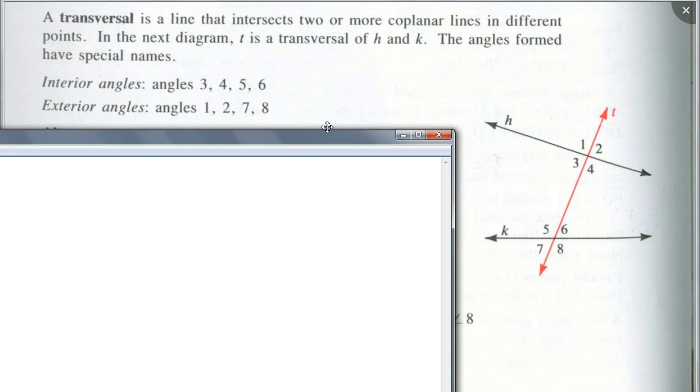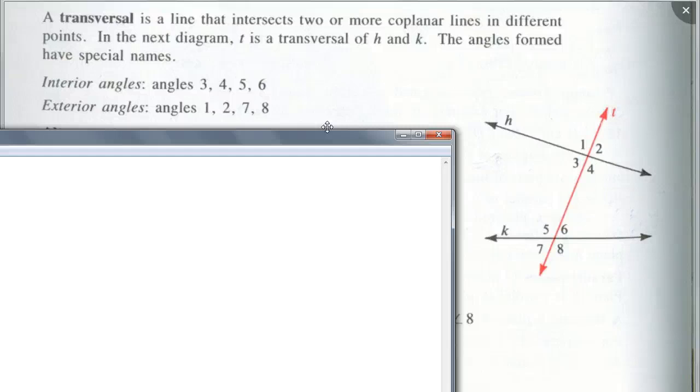Since we're talking about interior angles, could it be angles 1, 2, 7, and 8? No, it's none of those. What do you think the alternate interior angles are? Give me the pair of the alternate interior angles. Angles 6 and 3 are a pair. Those are the alternate interior angles. Very good. Anybody else? There's actually another pair. 6 and 3, and 4 and 5 is correct.